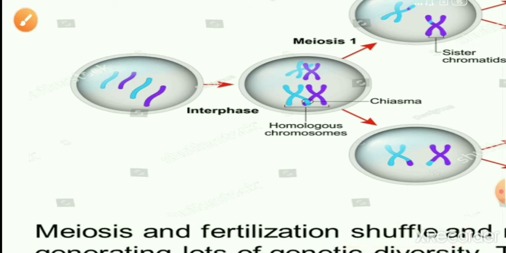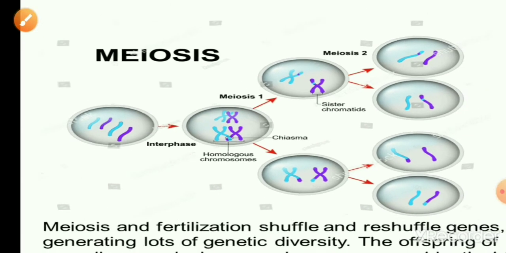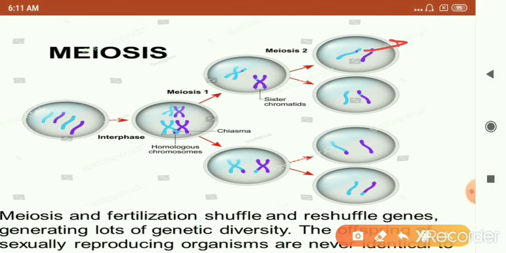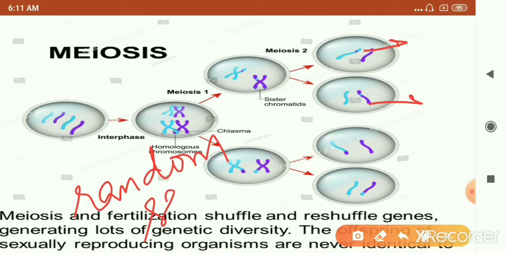And when the gametes are produced, it's not that the 23 chromosomes that you have got from your father will go to one gamete and the 23 of the mother will go to the other. It is a random separation. It does not happen that way. There is random separation of chromosomes during gamete formation.